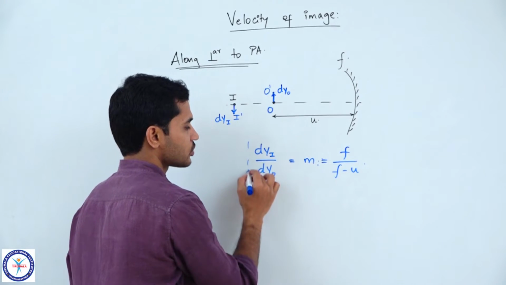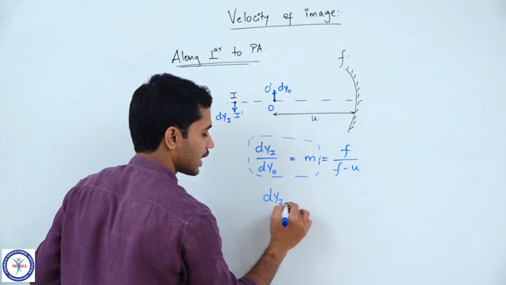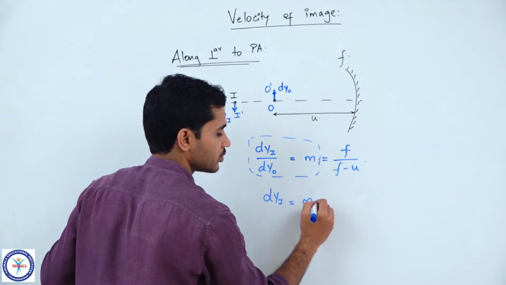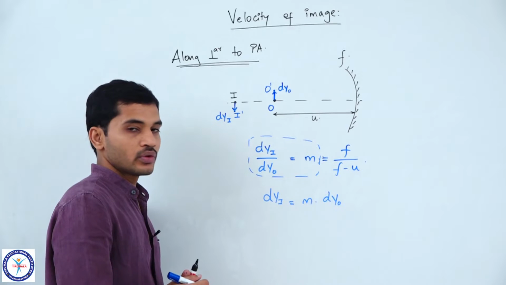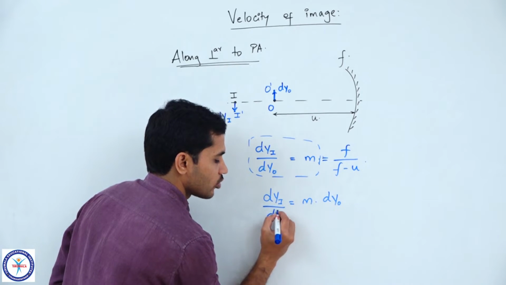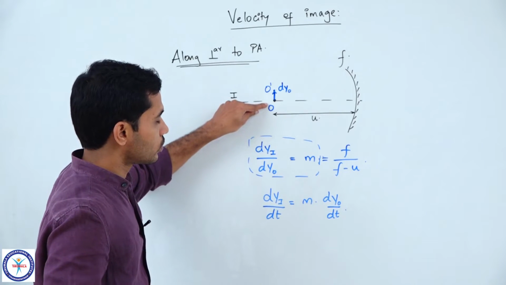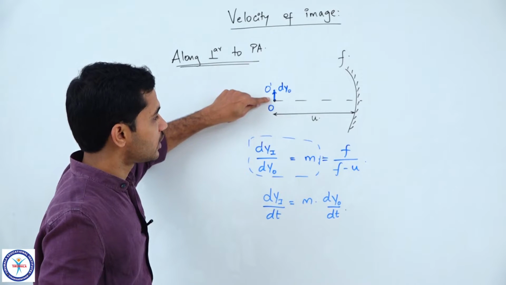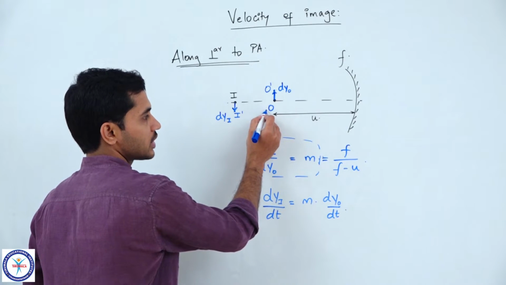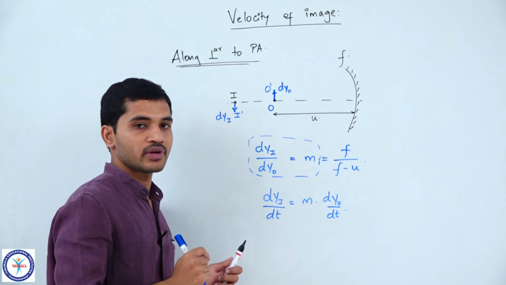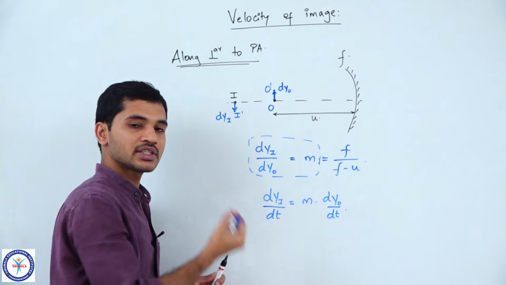Now I will just use this term here, rearrange the terms, and I will get dyi is equal to m times dyo. Clear? Now, I will divide this by dt on both sides, considering that this object O has travelled a distance of dyo in dt time. So, in a small dt time, this object has travelled a distance of dyo, which means the image has travelled a distance of dyi in the same dt time.